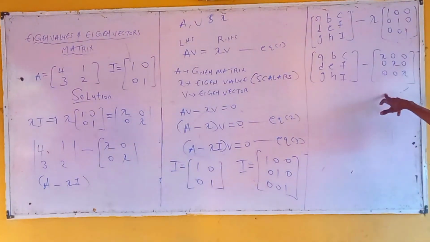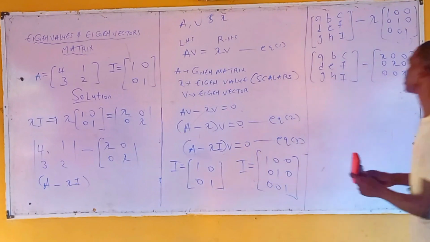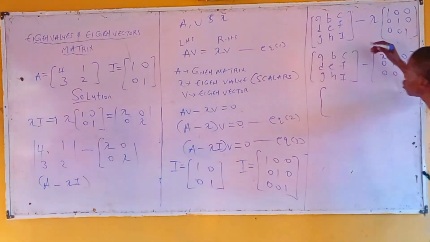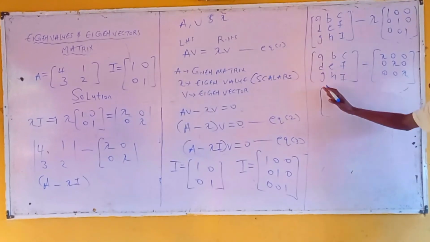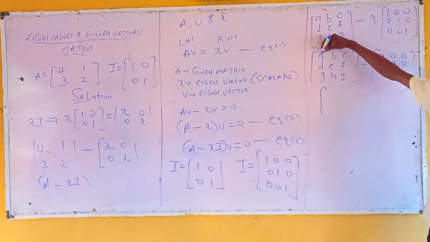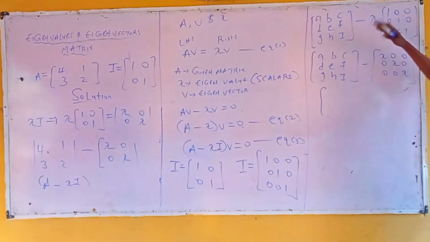Apply the same idea here. The way we subtracted, apply it here. From here, by the time you subtract this, your matrix, this is your row, this is your column. Row 1, column 1, what do you have? A. Column 1, row 1, column 1, what do you have? Lambda.